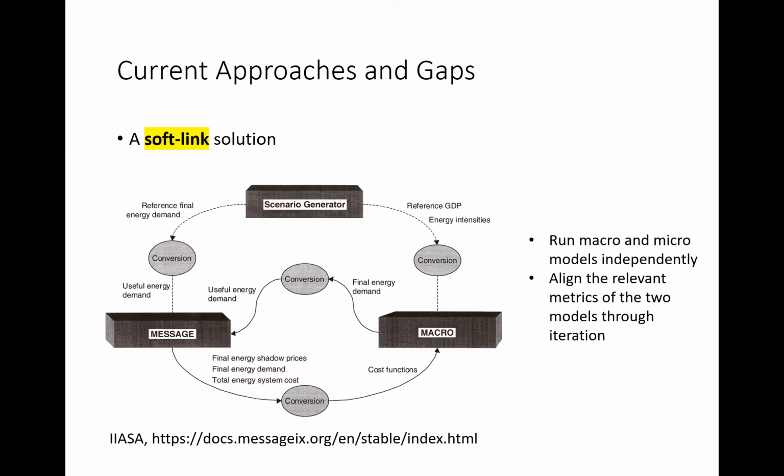So I had a question. When you see the shared socioeconomic pathway models, what kind of model are they? Are those these kinds of ones? Is it a soft link or macro only? The SSPs are produced by different types of models. Some are top-down models, and some are bottom-up models. Yeah, I introduced these two types of models right before. Oh, I see.